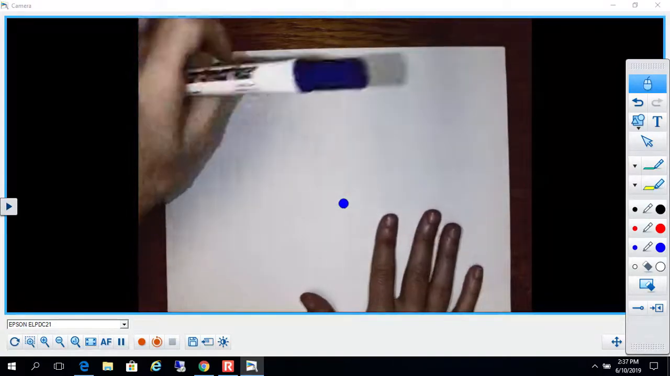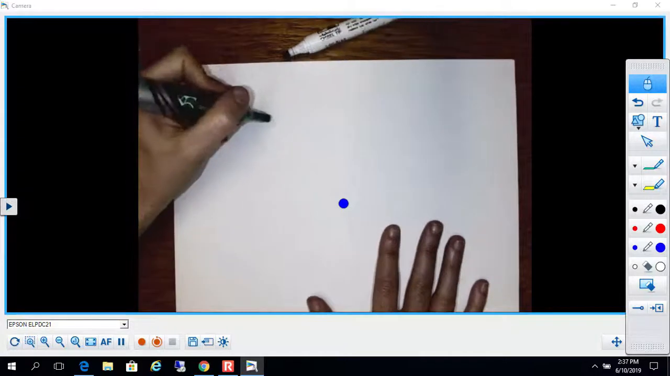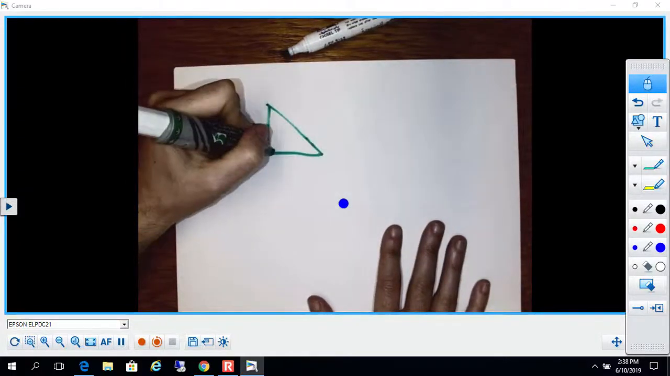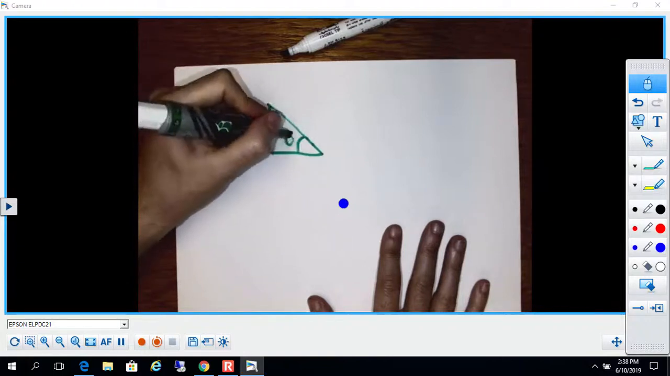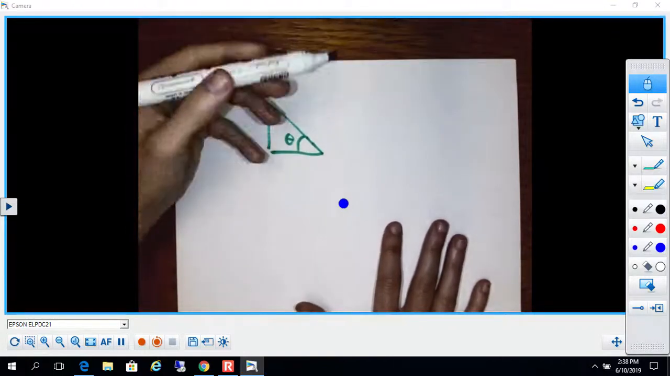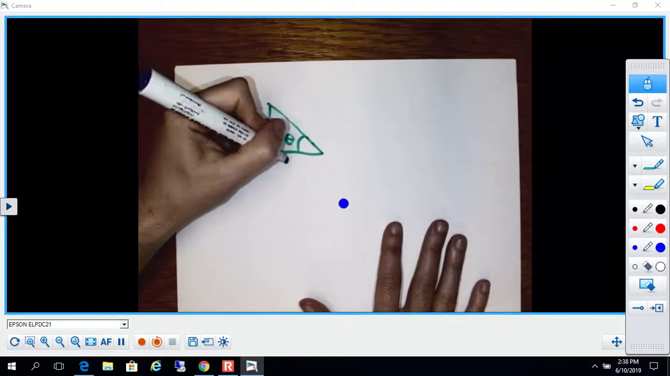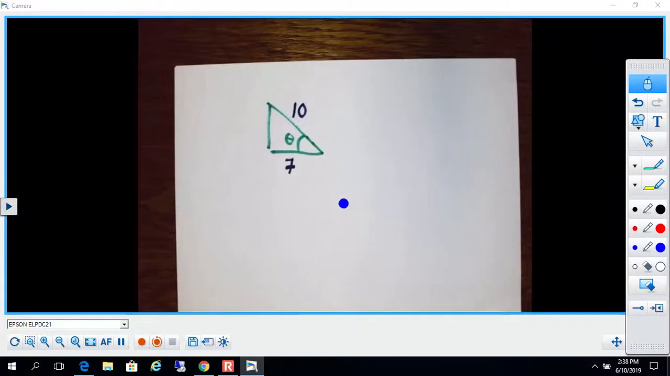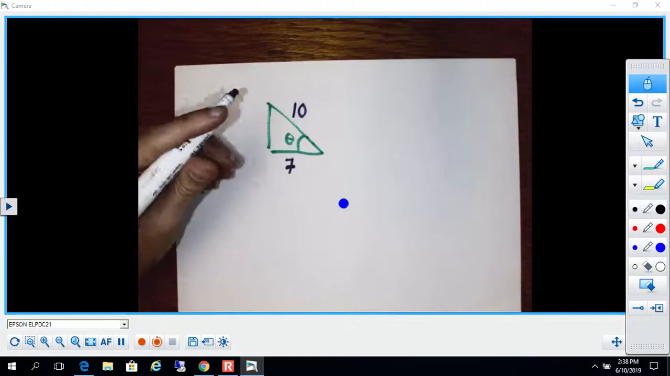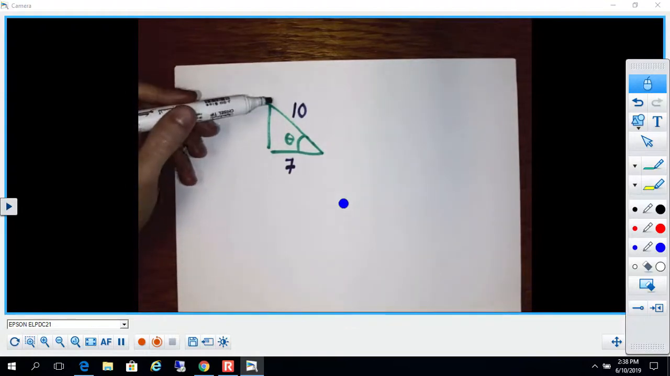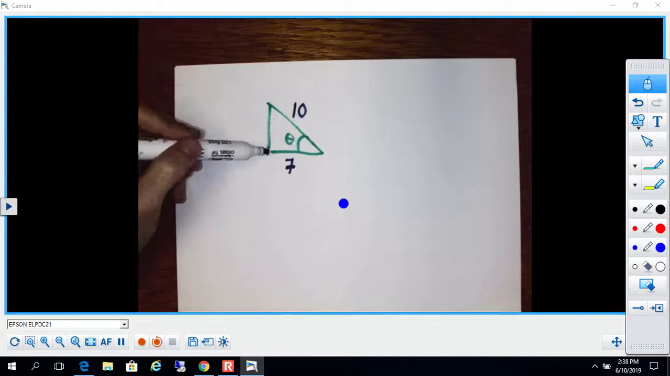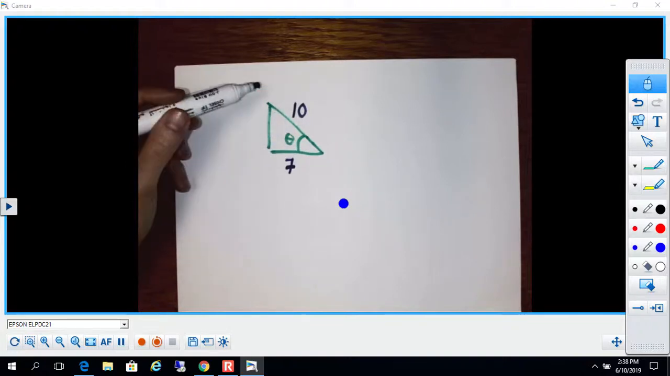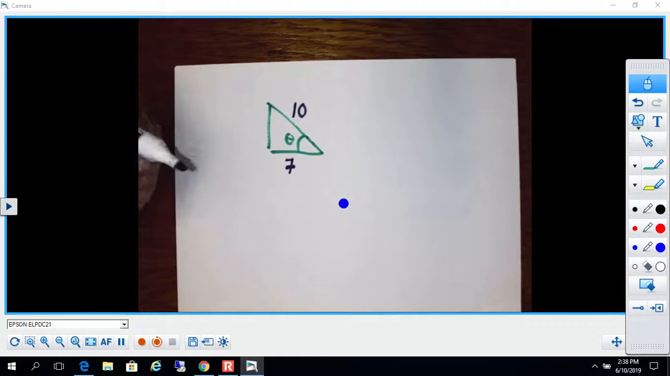So for example, you want another one? I'm just going to create another one. If I had a triangle here, let's say I'm going to put the angle theta over here now. And let's say I knew the side lengths were 7 and 10. And I want to know what the angle is. I definitely know I can figure out the angle because two side lengths basically tell me the whole triangle, so there are going to be angles associated with that.